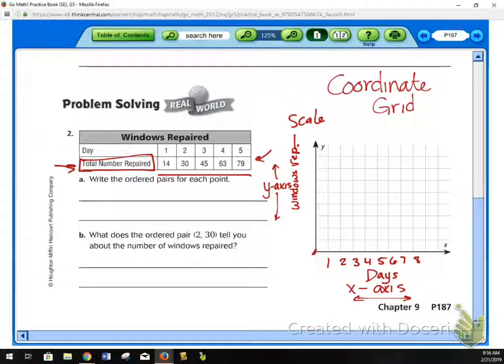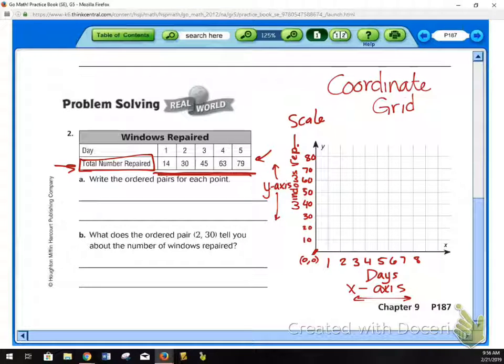So, looking at this, we discussed as a class, our scale probably would be better off if we're counting by 10s or 15s. So we're going to put 10s here. So this origin always is 0. 0, 0, and we'll talk about this in a second. 10, 20, 30, 40, 50, 60, 70, 80. Okay? So that's my scale there.